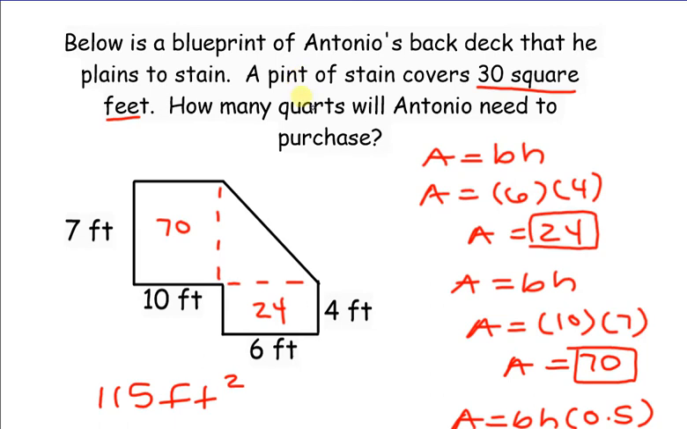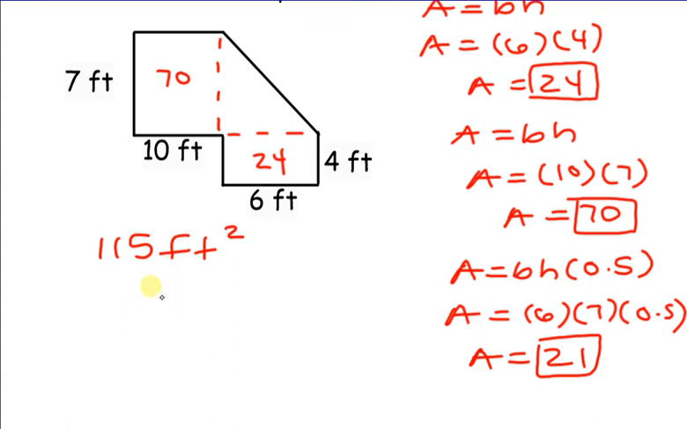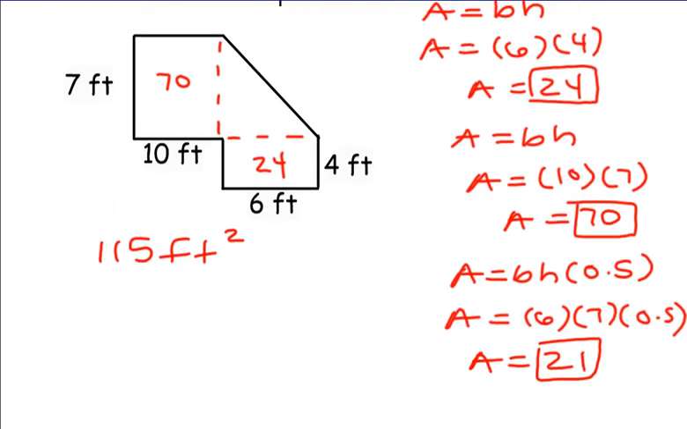Here it's asking for pints, and here it's asking for quarts. We're not going to do converting units, so cross out a pint there and write a quart. So a quart of stain covers 30 square feet. How many quarts will he need to purchase? Okay, so now if 1 quart covers 30 square feet, how many times does 30 go into 115? We'll do 115 divided by 30.